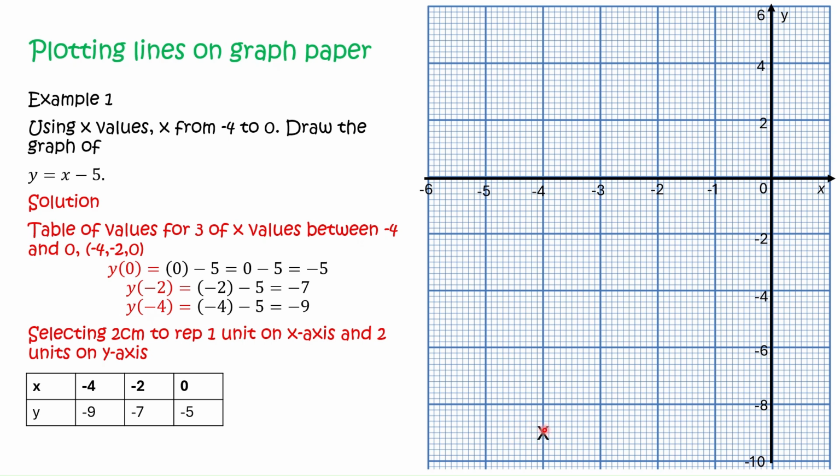We move on to the next point, which is -2, -7. So -2 on the x, -7 on the y. We go on to the last point, 0 on the x, -5 on the y. Great, so we have our 3 points.